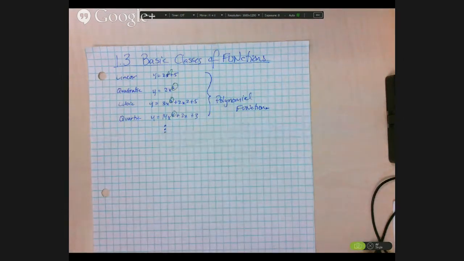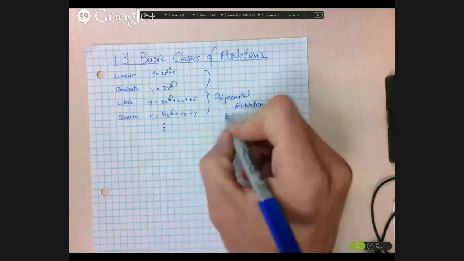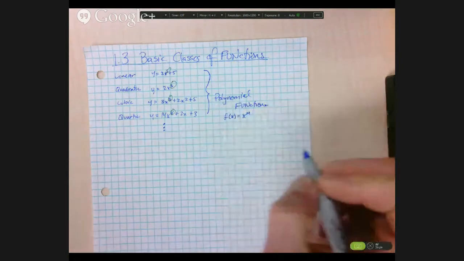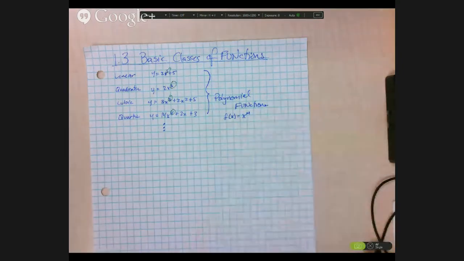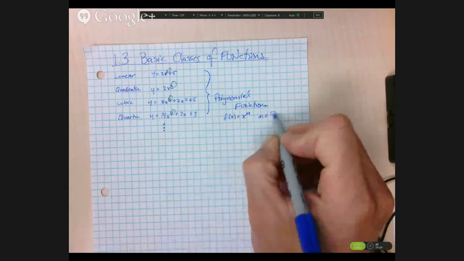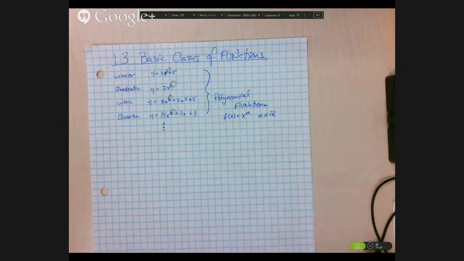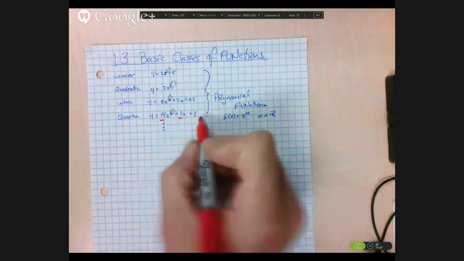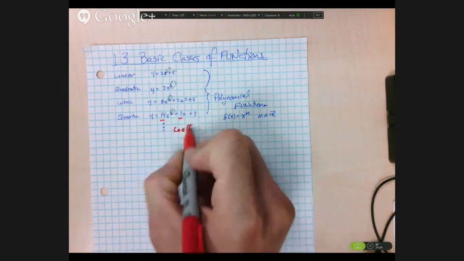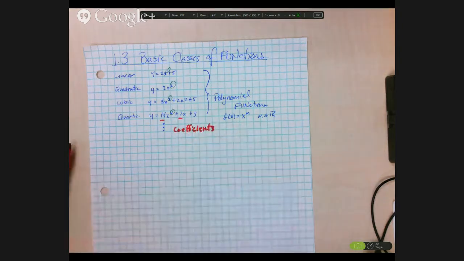If you want a more formal definition, you can look in your book. This goes something like that. F of x equals x to the m. Okay, m is a real number. You also know, a little vocab here, these are called coefficients. They're in front of the variables.